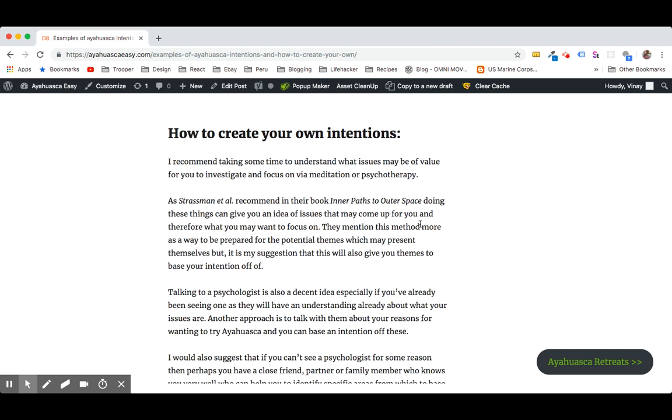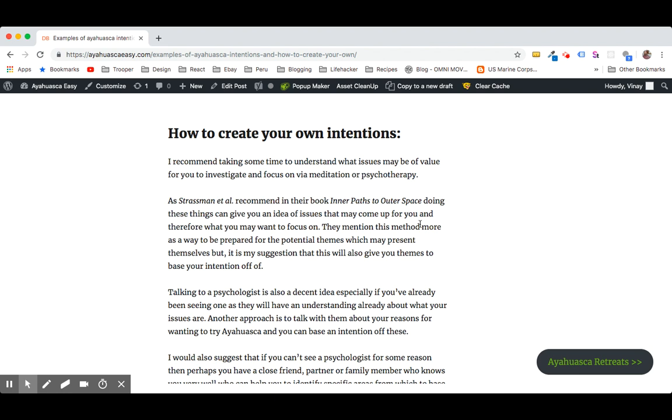So again, just to summarize, there are four of my super specific intentions, and I was running through that in order to let you know that if you have super specific things that you want to focus on, you are more than able to do so in your ayahuasca ceremony. It's no problem.